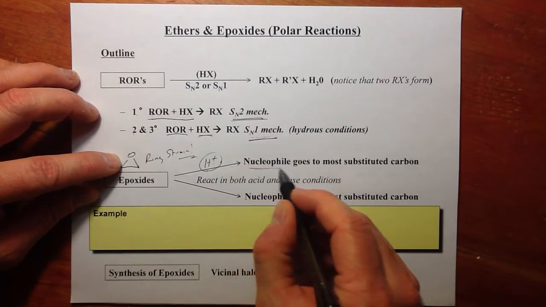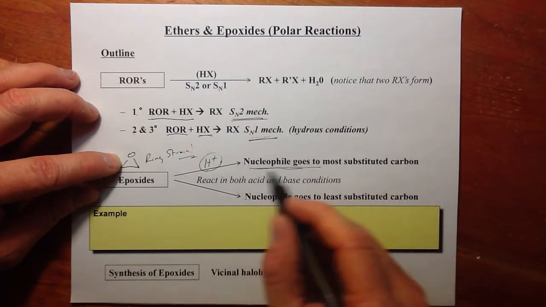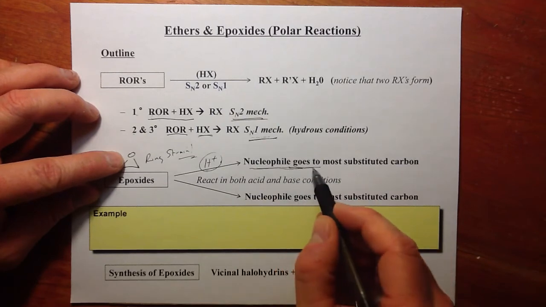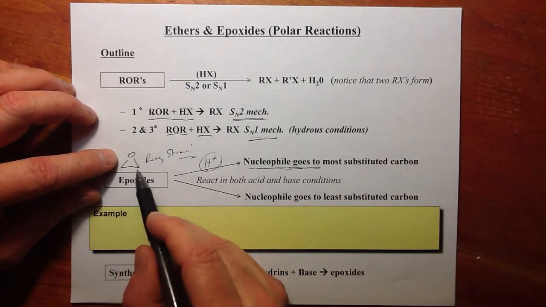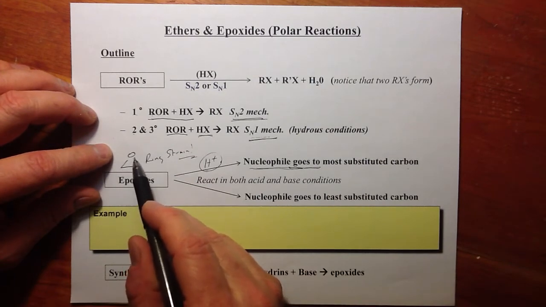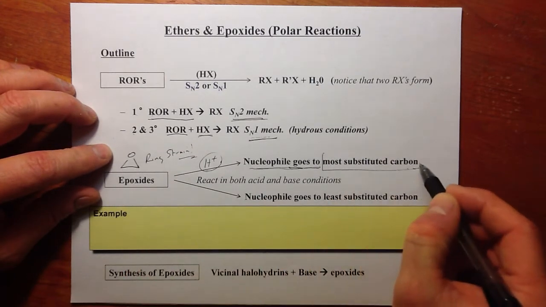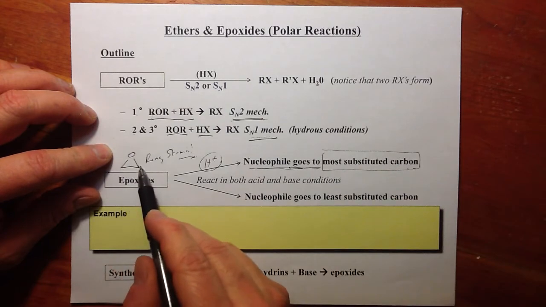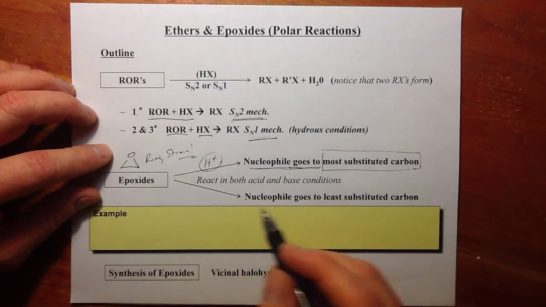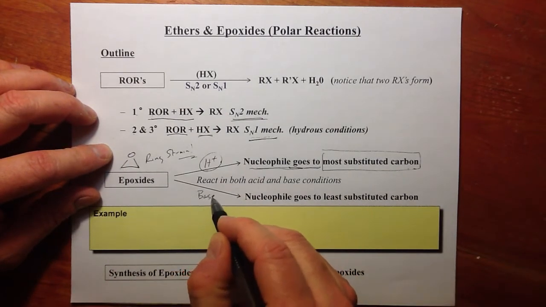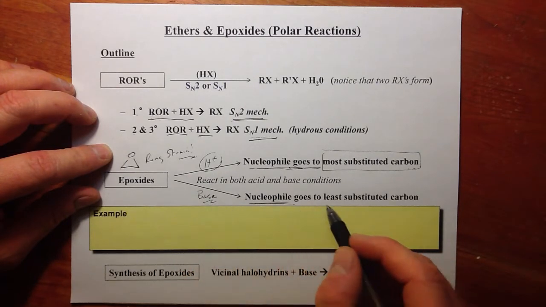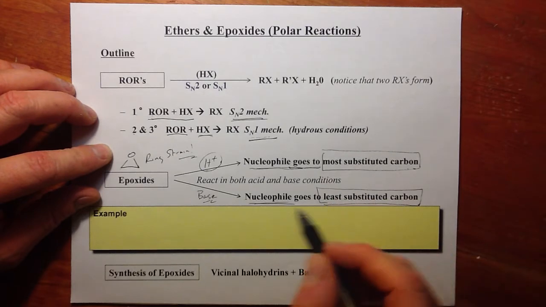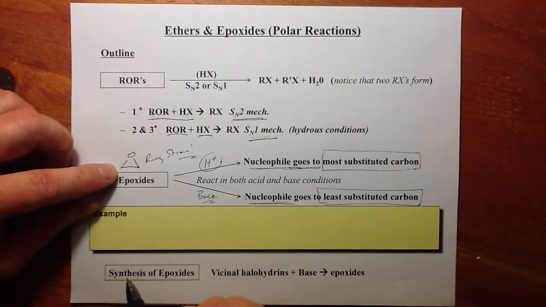in acid conditions, the nucleophile in the second step after protonation of this oxygen goes to the most substituted carbon of these 2 connected to the oxygen. That's where we're going to focus, the most substituted carbon of the 2 connected to the oxygen. If we're in base conditions, the nucleophile, the base, goes to the least substituted carbon of those 2 connected to the oxygen.